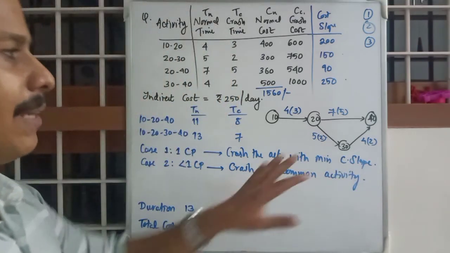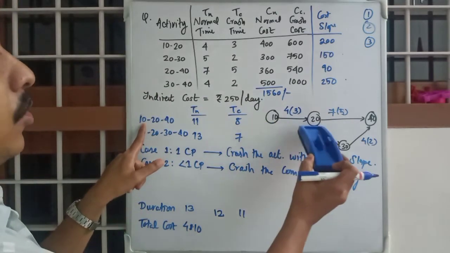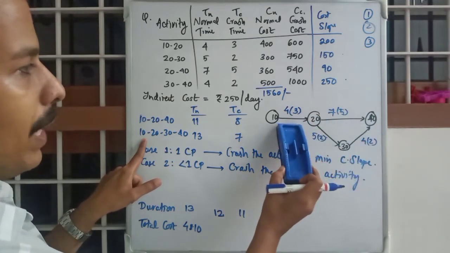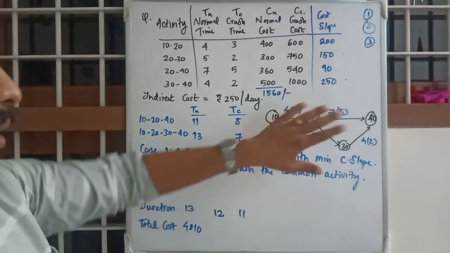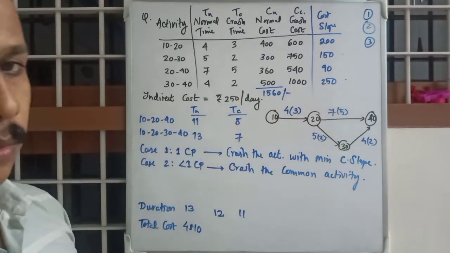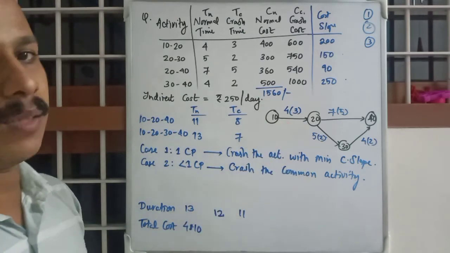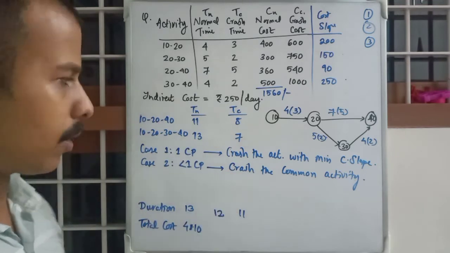Is there any common activity in these critical paths? The first path is 10, 20, 40. The second one is 10, 20, 30, 40. That is, there is a common activity, 10, 20. So if there are two critical paths possible, just crash the common activity. Okay, that's simpler. You can just crash the one single activity and it's over.